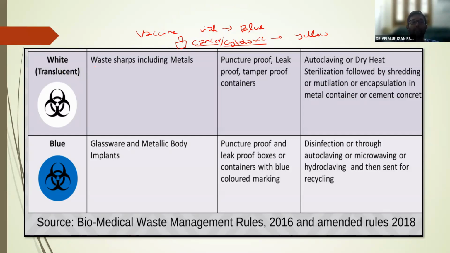Then white or translucent waste sharps, including metals, mainly the metal sharps. Here we will not use a bag. We are using a container. It is a translucent, puncture-proof, leak-proof, tamper-proof container. Blue color is for glass or metallic body.